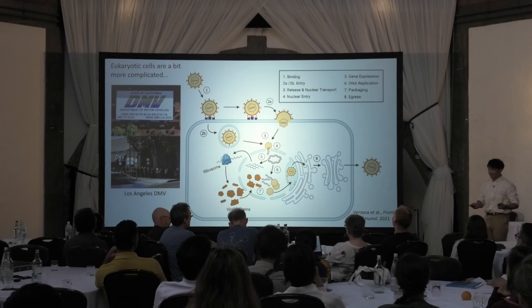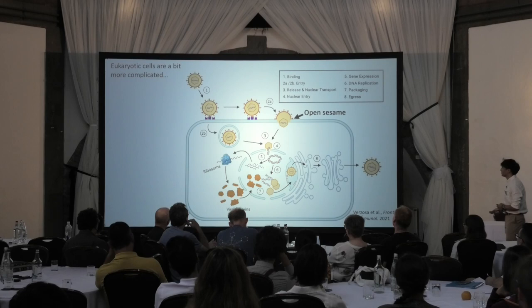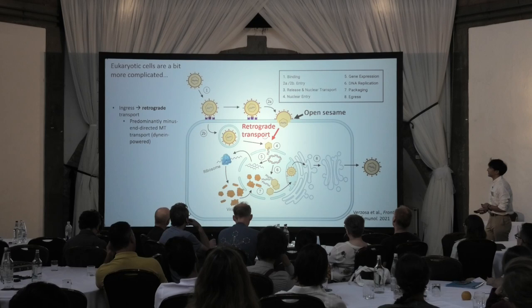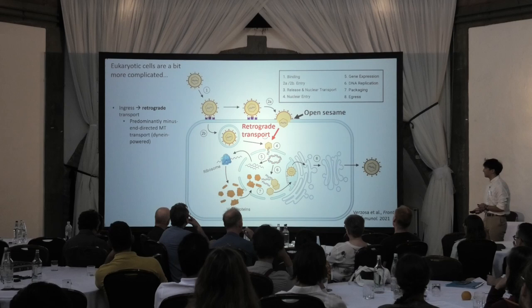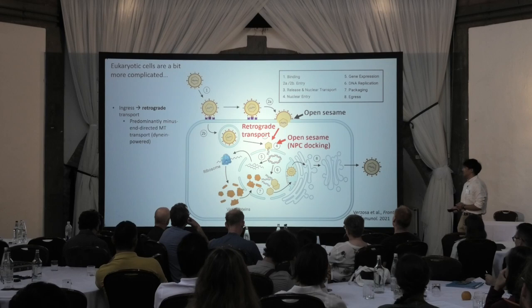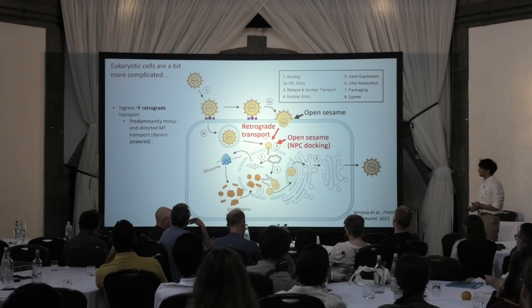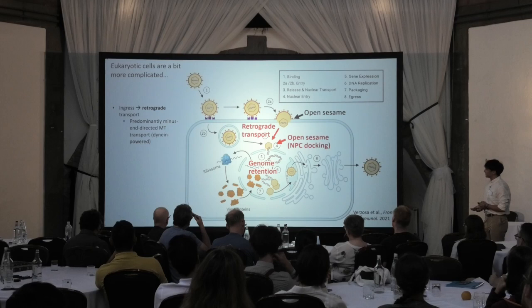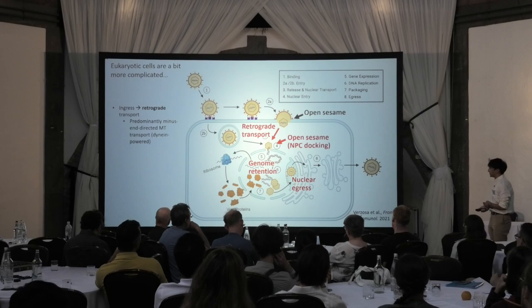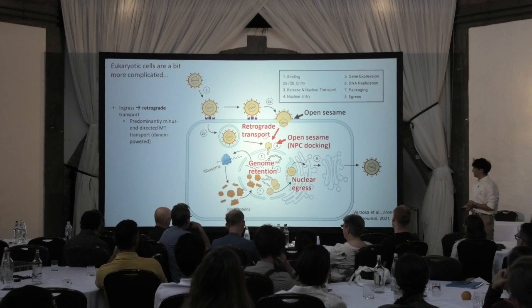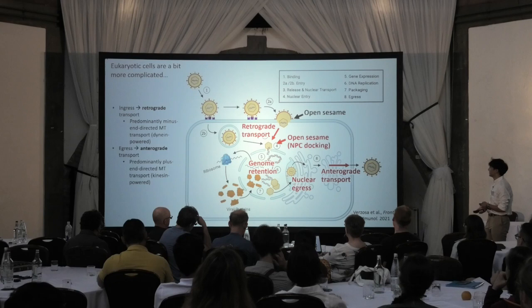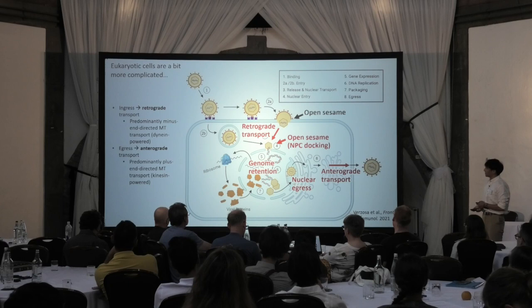So for herpes viruses, you have a couple of these events where first the virus initially enters the cell. That's followed by retrograde transport, which is predominantly minus-end directed microtubule transport. That's followed by the second open sesame event, which is NPC docking, or nuclear pore complex docking. That facilitates injection of the double-stranded DNA genome into the nucleus. There you have capsid assembly, DNA packaging, and genome retention happening. That's followed by nuclear egress, and then this very convoluted and not very well understood process of anterograde transport, which we do know involves kinesin proteins, and finally leading to the exit of the virion from the cell. And notably, all these processes that you see in red are tegument-driven processes.